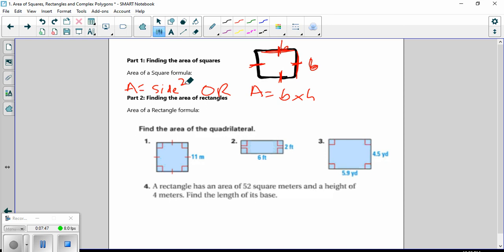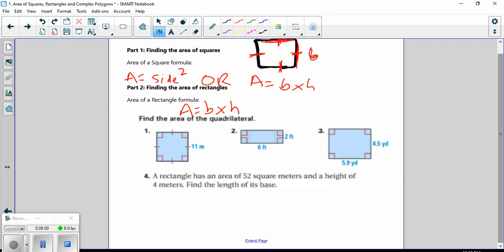For rectangles, there's only one formula. It's area equals base times height. So let's look at an example. So here's number 1. So there might be some markings in this figure that you're not familiar with.